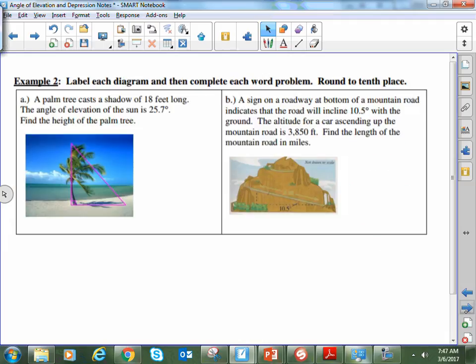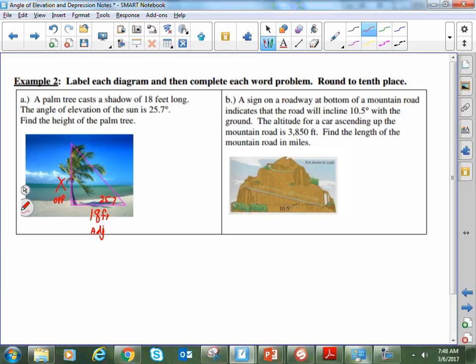Now things aren't always going to be drawn for you, but let's take a look at a couple of examples. In the diagram we have a palm tree casting a shadow that's 18 feet long. It also says that the angle of elevation with the sun is 25.7 degrees. Since the angle of elevation has to be made with a horizontal line going up, the angle of elevation, 25.7, is going to be right there along where the sand is. And we want to know how tall the palm tree is. That's a pretty easy operation to do. Based on where my angle, x, is, this is the side opposite the angle, and we know the side adjacent to the angle.